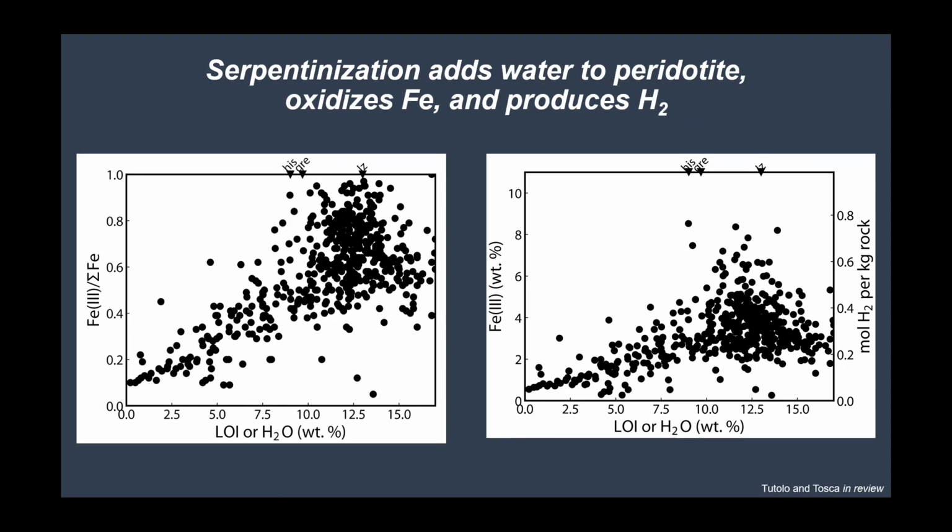Okay, so going back to the Mayhew and others plots here, on the left-hand side again is oxidized over total iron as a function of serpentinization progress, and on the right-hand side is the total weight percent, so no longer normalized by total iron, and then the hydrogen production.